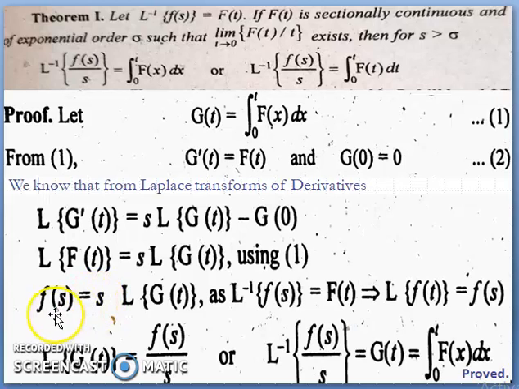Now F(s) equals L of g(t), which you can write as F(s), and F(s) equals s into L of g(t). Now by using the inverse concept, L inverse of F(s) equals f(t), that implies L of f(t) equals F(s).